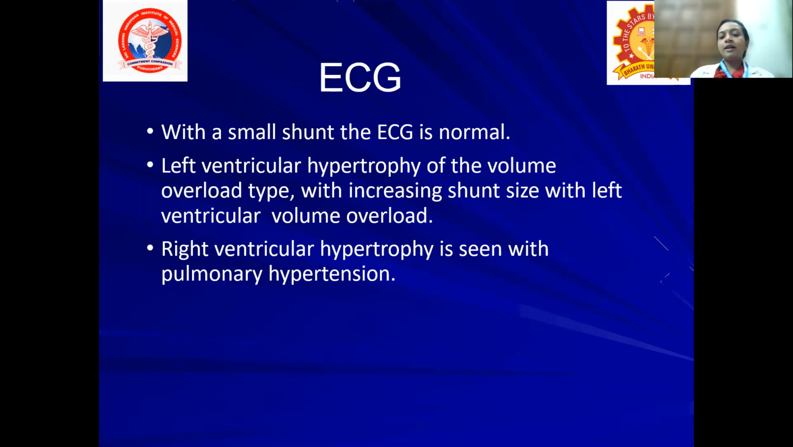With increasing shunt size, left ventricular hypertrophy of the volume overload type could be seen, with left ventricular volume overload. Right ventricular hypertrophy is seen with pulmonary arterial hypertension.